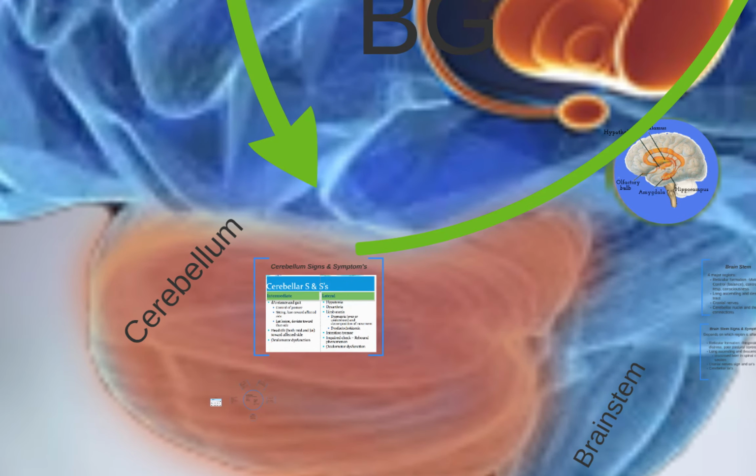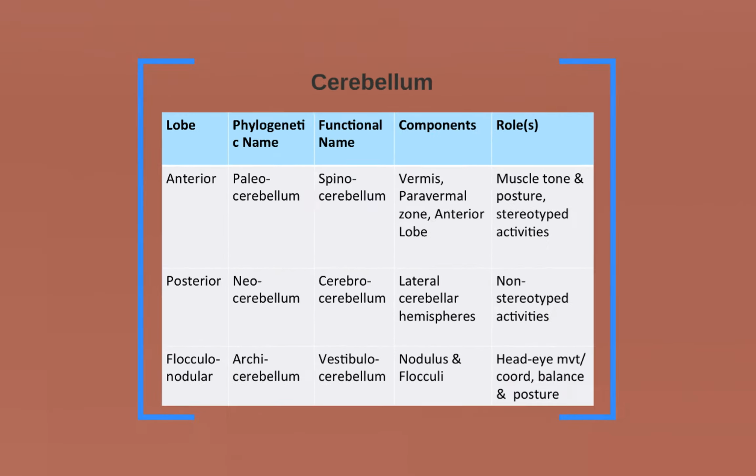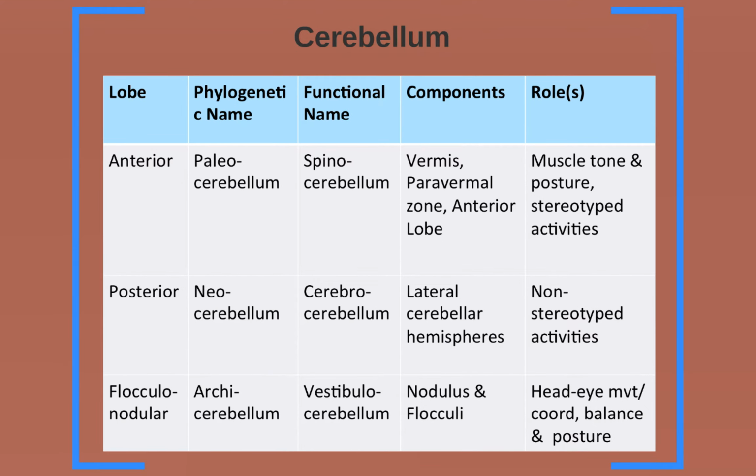So as that information has been modulated in this brainstem, we know the next region to be modulating that information is the cerebellum. The cerebellum itself can be broken up into three distinct parts, or lobes: the anterior, posterior, and flocculonodular. Now, over the years, there's been many names assigned to these different regions, but the most applicable names for rehab medicine are the functional names. The spinocerebellum is the anterior lobe.